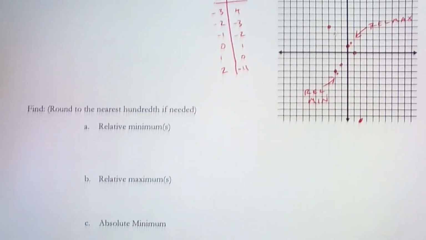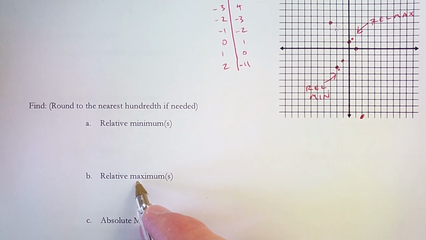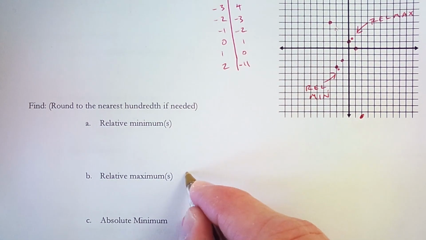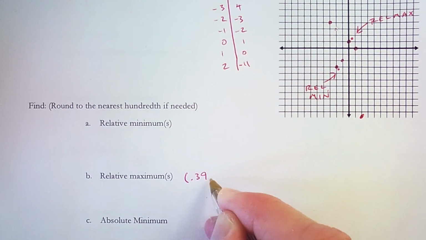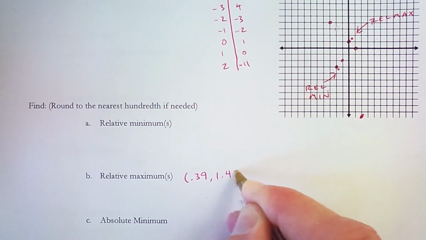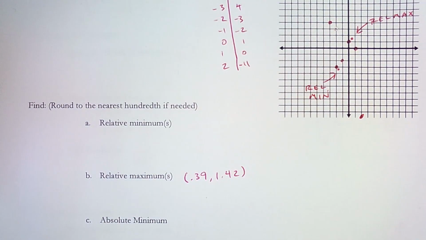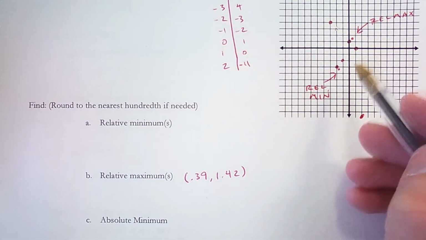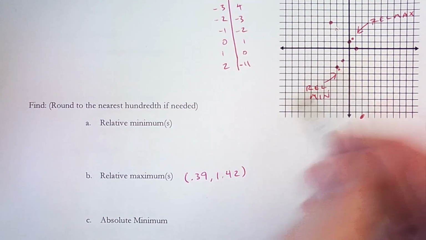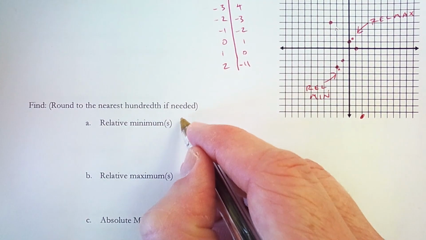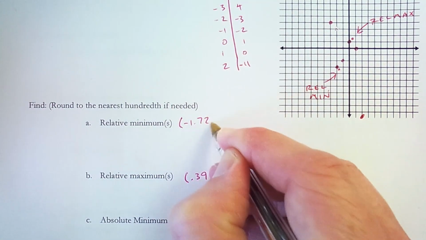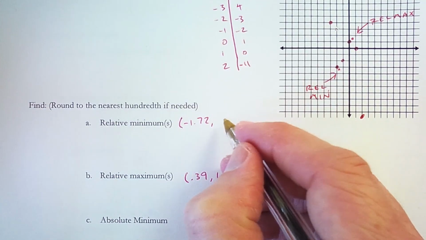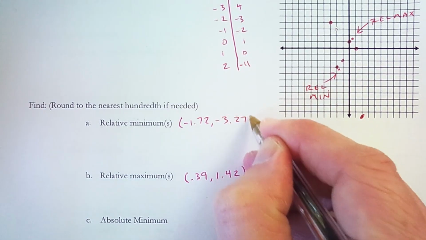Okay, now I'm going to go down here and actually give the coordinates of that relative maximum. So 0.39, 1.42. And the relative minimum that we located here, I didn't write that down. I should have. It was -1.72, -3.27.